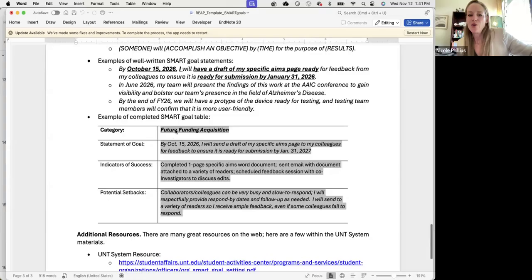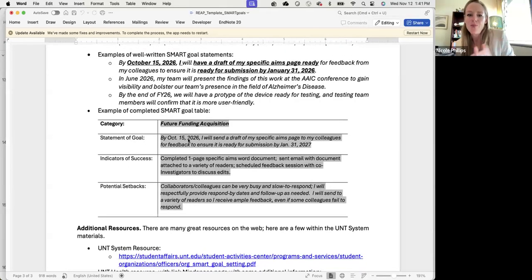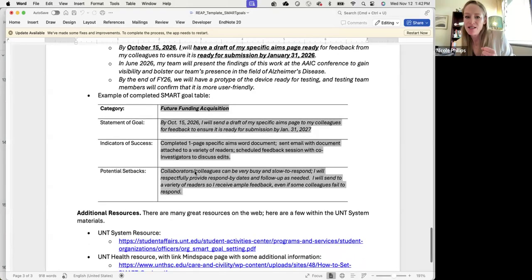And this is an example of how you would fill out the whole table. Here's an example of a future funding acquisition. This is my SMART goal statement, how I'll know that I actually accomplished it, and then anything that I think might set me back. So in this example, I said by October 15th, I'll send a draft of my specific aims page, the same one I just read up here. That's my statement of my goal. My indicators of success would be that I have my specific aims page complete, I sent an email, I followed up on that email, and I got feedback. So that's how I'd know I was successful.